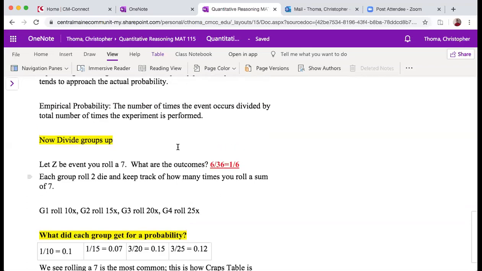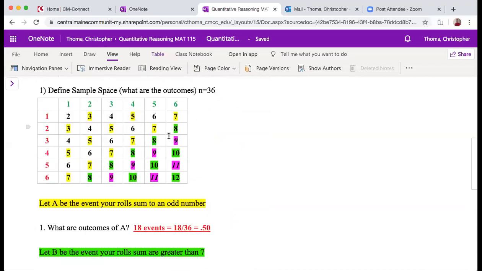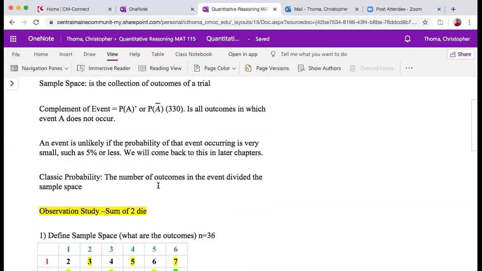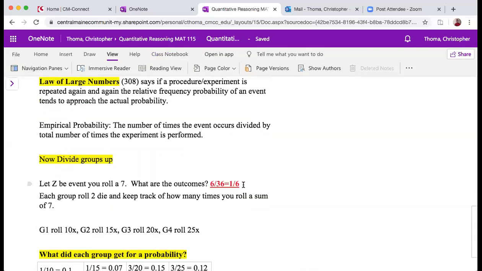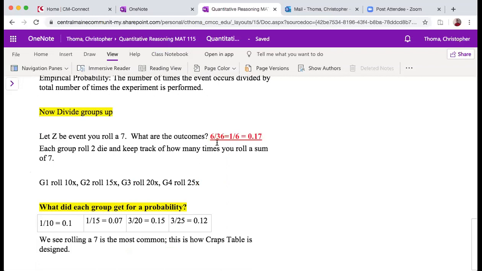So if we go back up here to our table, there are 36 different ways to sum a pair of dice, and 1, 2, 3, 4, 5, 6 different ways to get a 7. So 6 out of 36, or 1 out of 6, or about a 17% chance, a 0.17 chance of getting a 7 according to probability. And as you see, comparing 17% to ours, the 3 out of 20 was the closest, right?